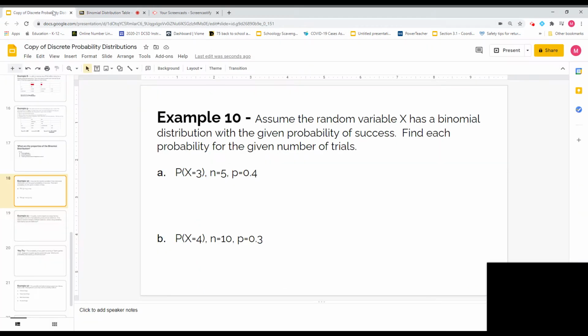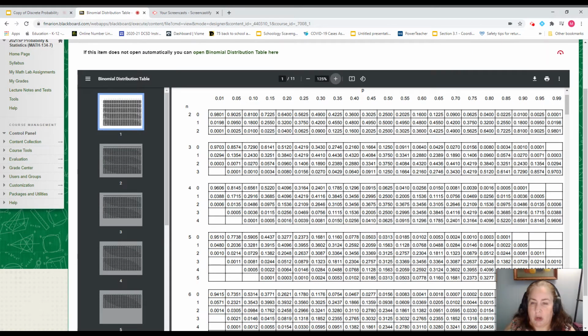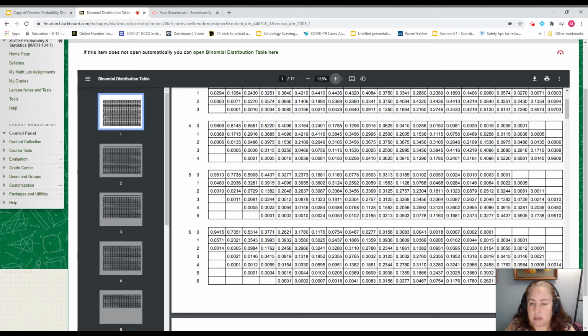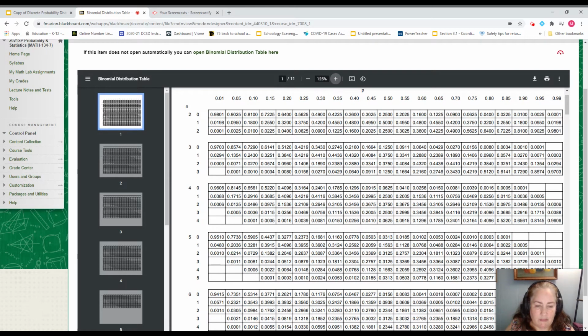If we go back to the problem, it says we want n is equal to 5 and p is equal to 0.4 and x is equal to 3. So I'm going to go to where n is equal to 5. I'm only in this part of the table. And then it says p is equal to 0.4, so I'm going to read across this table to where it says 0.4. So I'm in this column. Again, n is equal to 5, p is equal to 0.4.